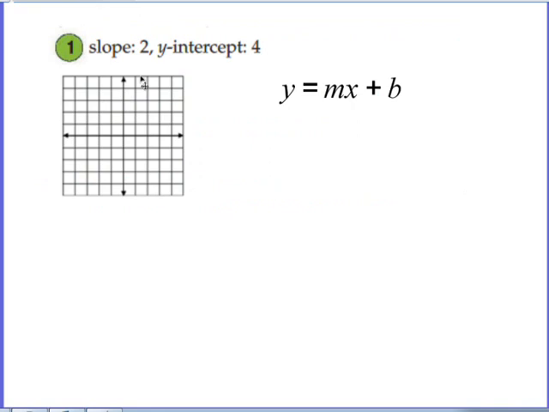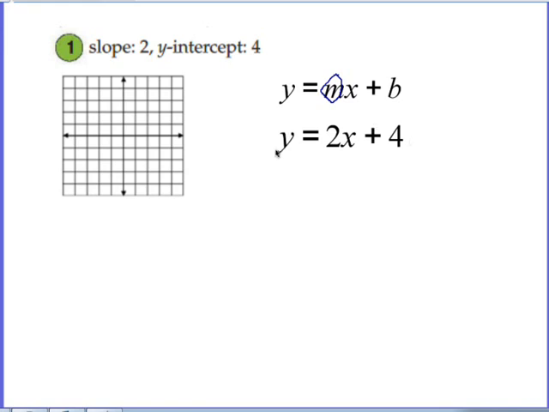Alright, so here they don't give us an equation, but they give us some information. We have a slope of 2 and a y-intercept of 4. And we need to write that in slope-intercept form. So here's the form, y equals mx plus b. Alright, remember m right here is the slope. So in this equation, my slope is 2. So I'm going to have y equals 2x because the slope is 2. So I just replace the m with a 2. Then the y-intercept is 4, so my equation is going to be y equals 2x plus 4.